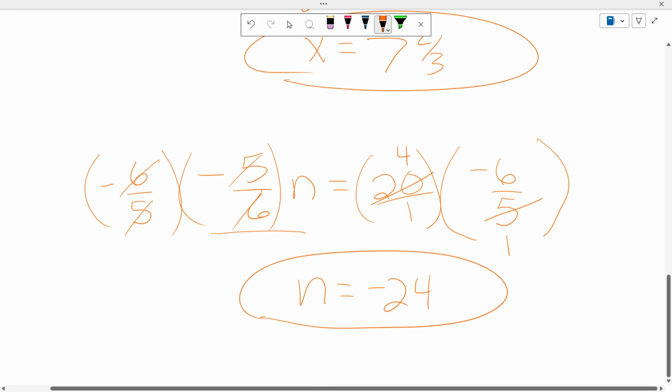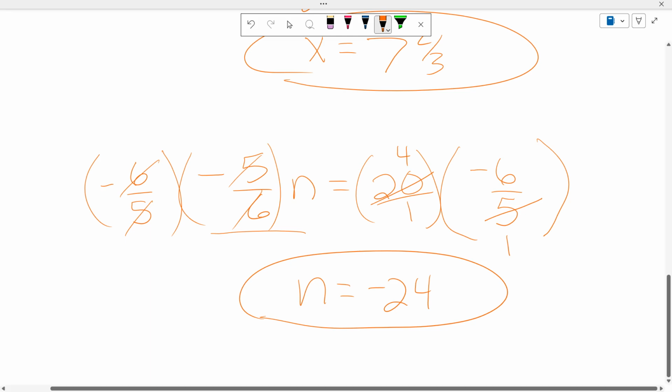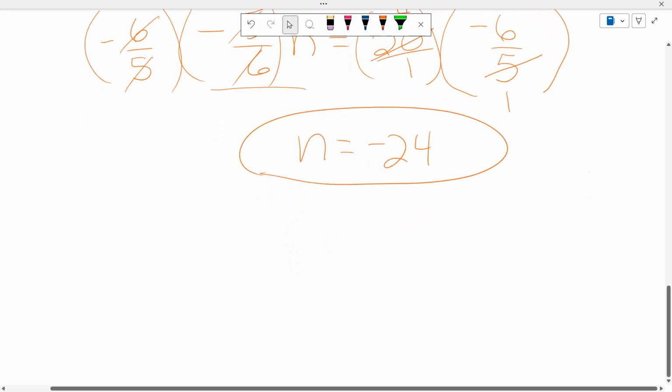Hey, we did this by hand earlier this year. We multiplied fractions earlier this year. Yes, we did. So you've got to recall some of those skills that we built. All right.